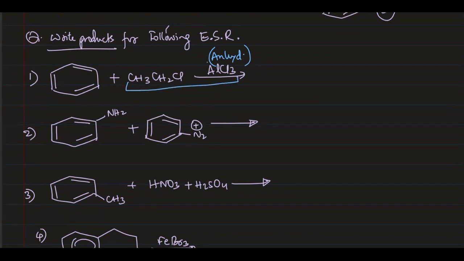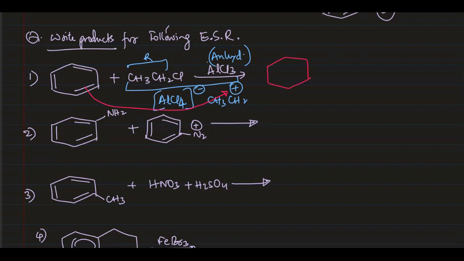So what happens when this RCl reacts with AlCl3 is it will generate an electrophile like this: AlCl4 minus and CH3CH2 plus. In general, if it is a general alkyl group R, it will become R plus. So now this is the electrophile. Then according to our mechanism, this double bond will attack this carbocation. So it will form an intermediate, that is arenium ion.